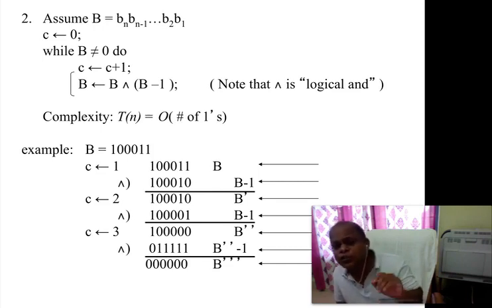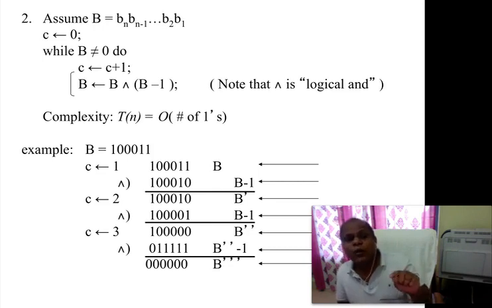The algorithm used here: make c equal to 0, and the algorithm is: while b is not equal to 0, because in this case b is changing. In the previous case, b was not changing; in this case b was changing. While b is not equal to 0, c is equal to c plus 1, and the new b will be the old b logical AND of old b minus 1. New b is equal to old b logical AND of old b minus 1.